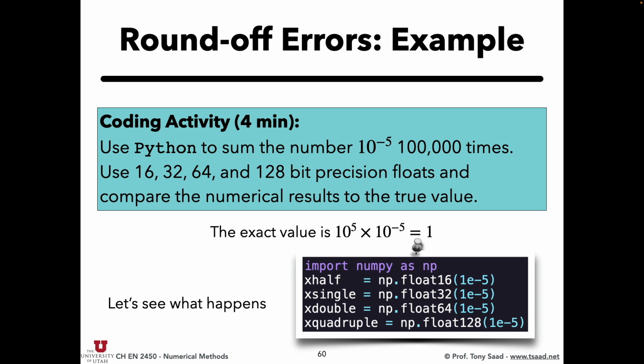So, for example, here I can create a number with 16-bit precision, or 32-bit, 64, or 128. You can use this function call to create that number. The question here is: take the number 10 to the minus 5 and add it to itself 100,000 times. The result should be equal to 1 exactly.